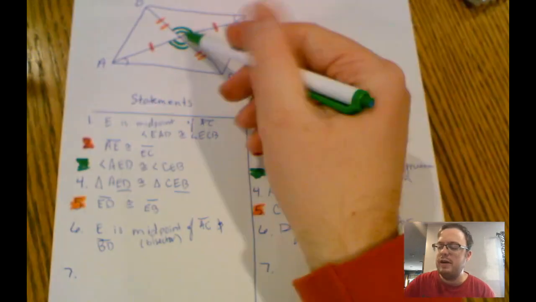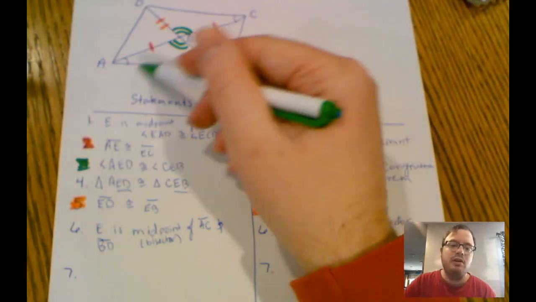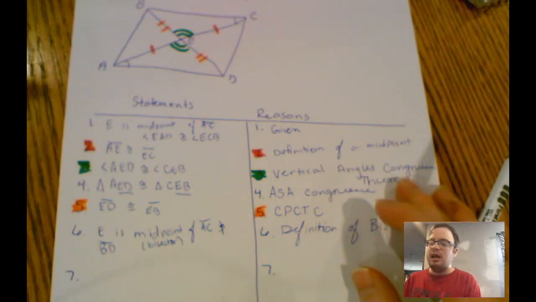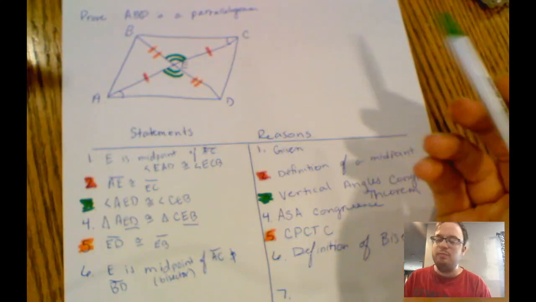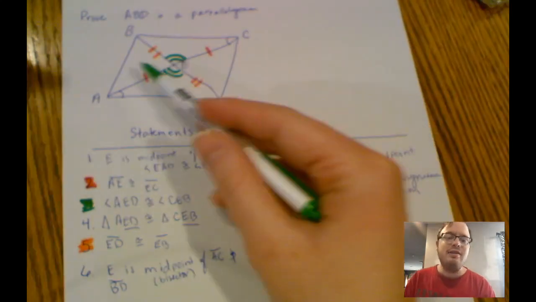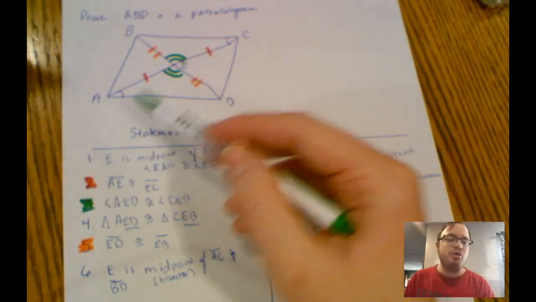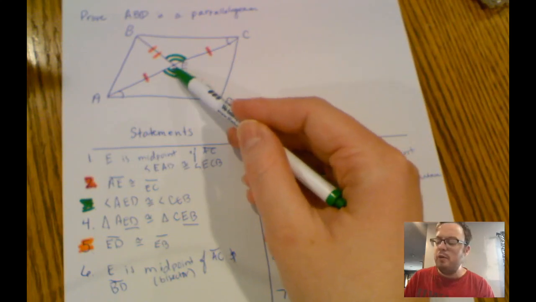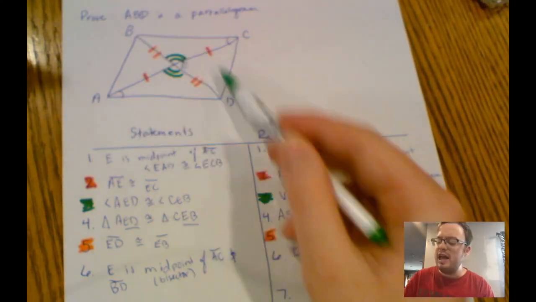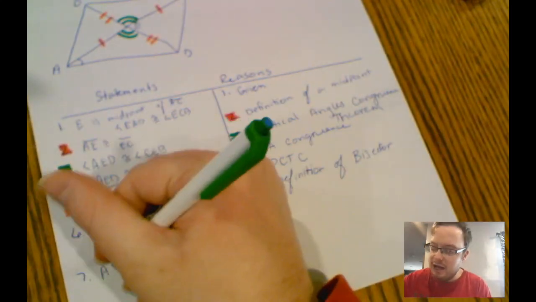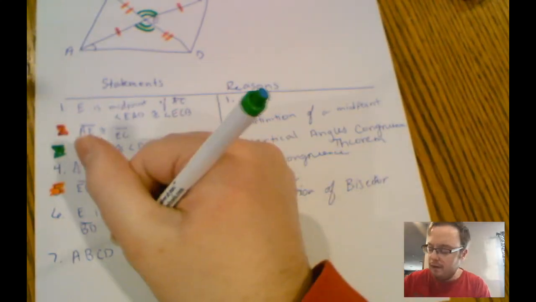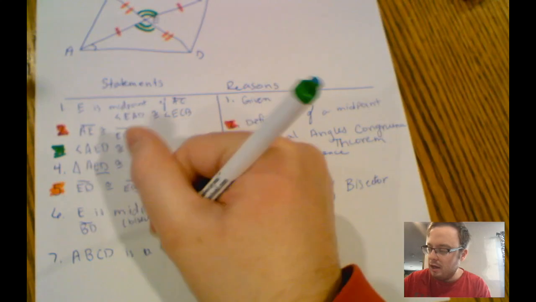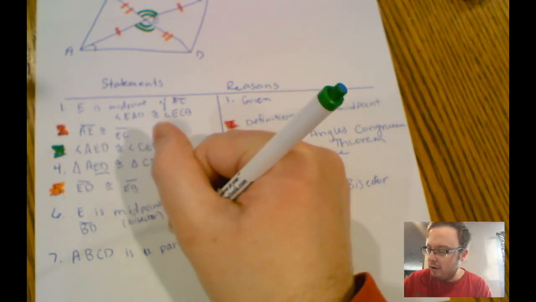That tells me that E bisects both this segment and this segment. And if we notice, this segment AC and this segment BD are both diagonals of that parallelogram. And so because E is the midpoint or bisects both AC and BD, both of those diagonals, that's enough for me to say that ABCD is a parallelogram.